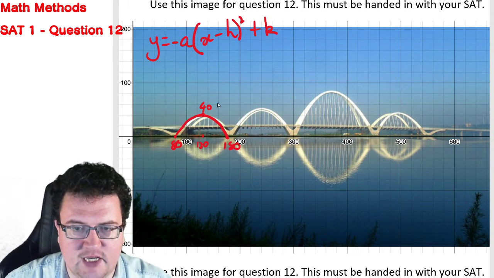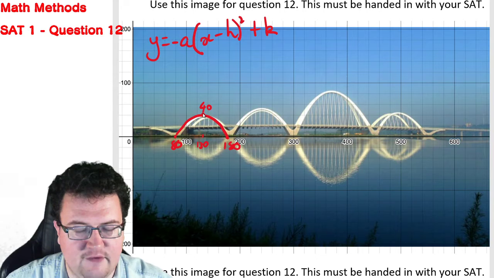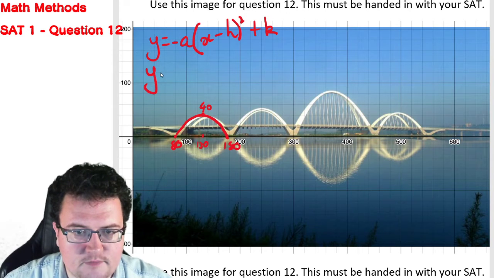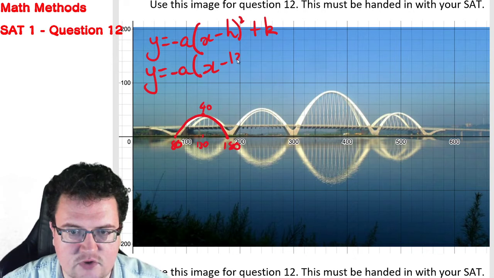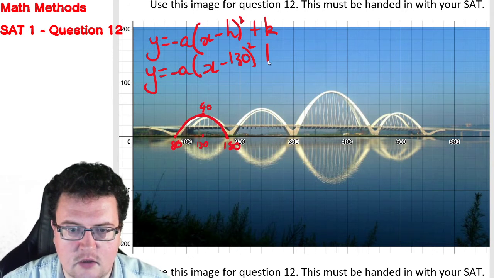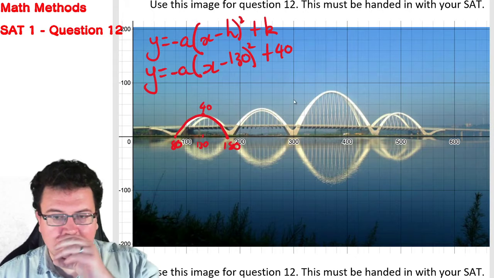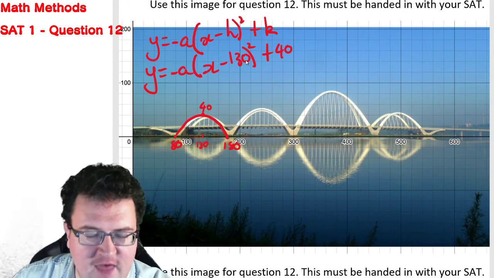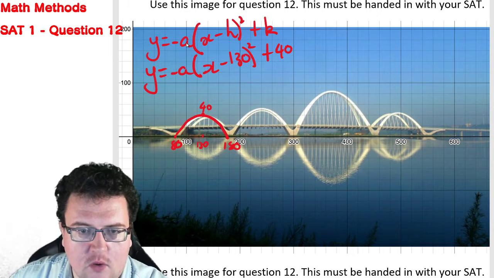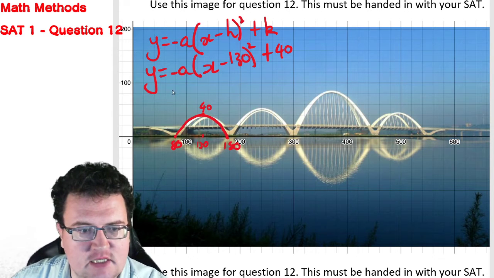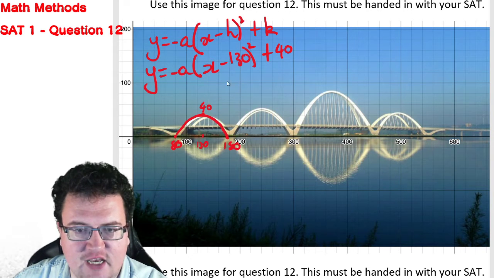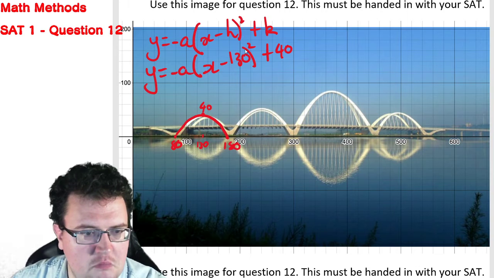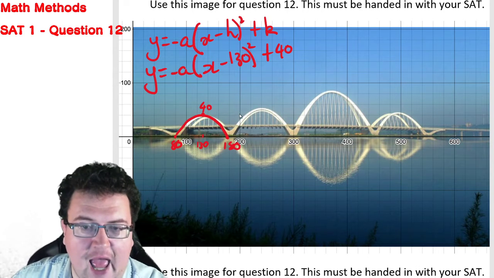So my turning point is at 130 and 40. So 130 and 40: y equals negative a(x minus 130) squared plus 40. And then you would need to expand this or do some manipulation with this to get basically an expanded version.